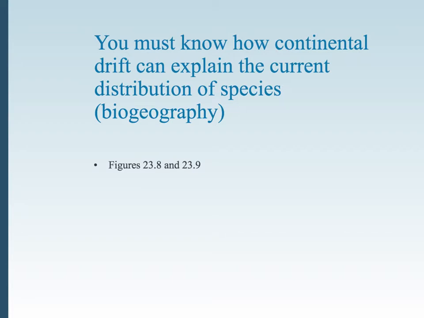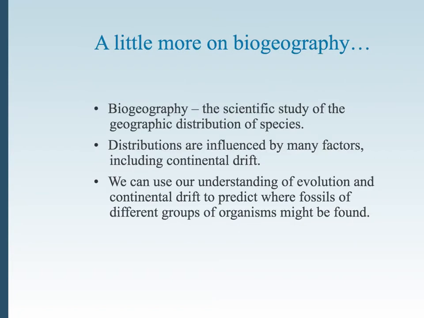All right, you have to know how continental drift can explain the current distribution of a species. This is called biogeography. And so, biogeography is the scientific study of the geographic distribution of a species. And those distributions of species can be influenced by a lot of factors, such as how motile they are, how much they move, those kinds of things. But one of the factors we're going to talk about here with biogeography is continental drift.